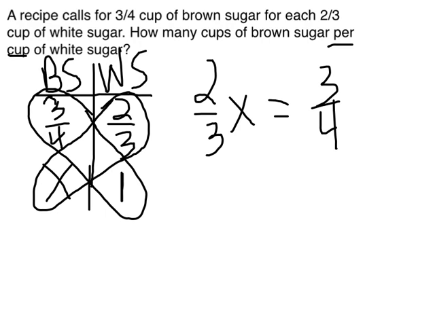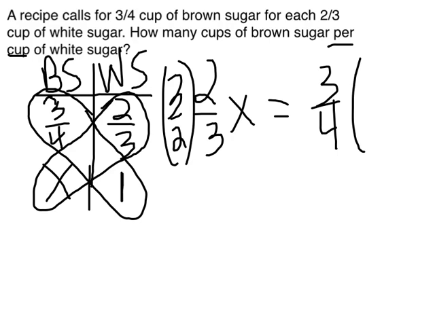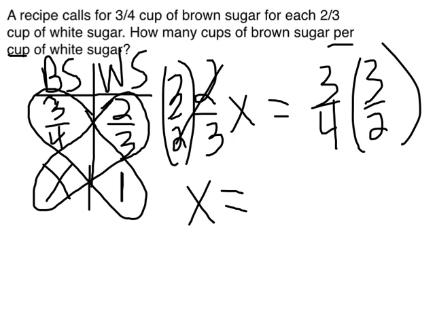Now, I can either divide by 2/3 and do keep, change, flip, or I can do the same thing, which is to multiply by the reciprocal of 2/3. And the reciprocal of 2/3 is 3/2. So I'm going to do that on both sides. These will cancel out. I'm left with X equals 3 times 3 is 9, and 4 times 2 is 8.